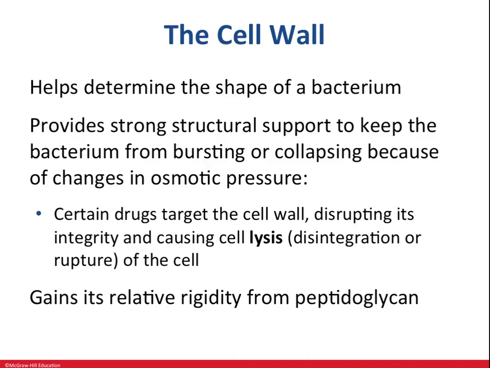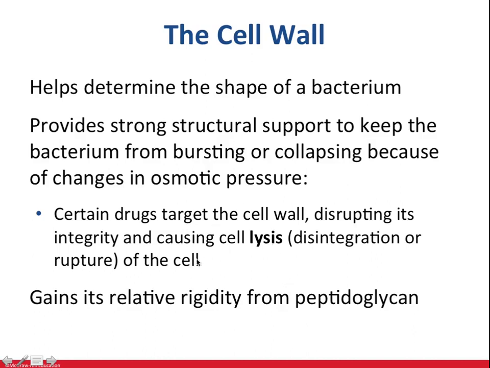So certain medications can target the cell wall to kill the cells. For example, penicillin can destroy the cell wall. Once the bacteria doesn't have its cell wall, the water can continually get into the cells, so eventually the cells rupture. Once the cells rupture, the bacteria die. So this is the mechanism of how penicillin treats infections.